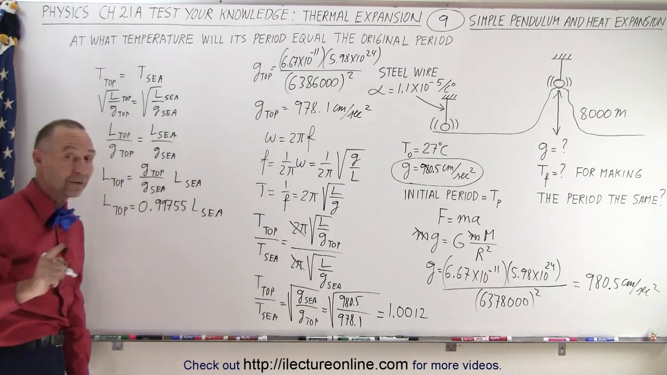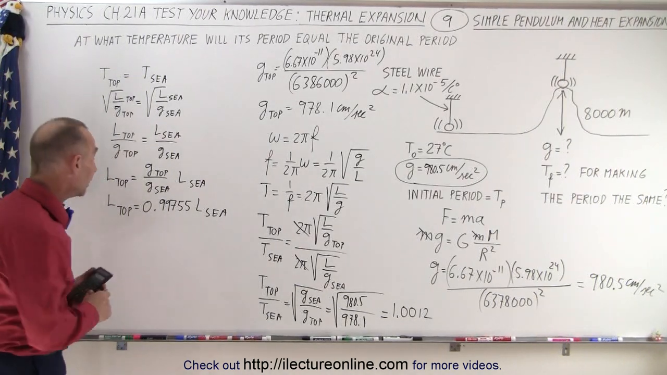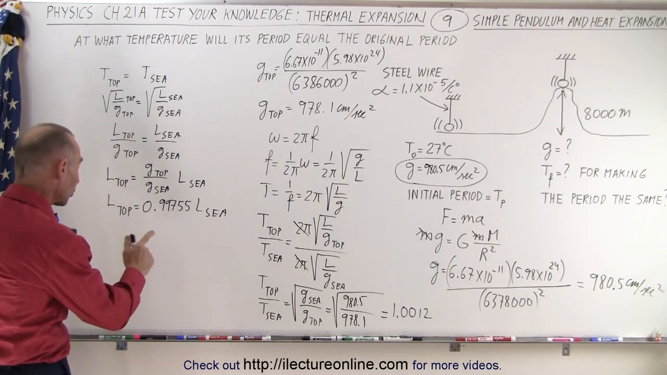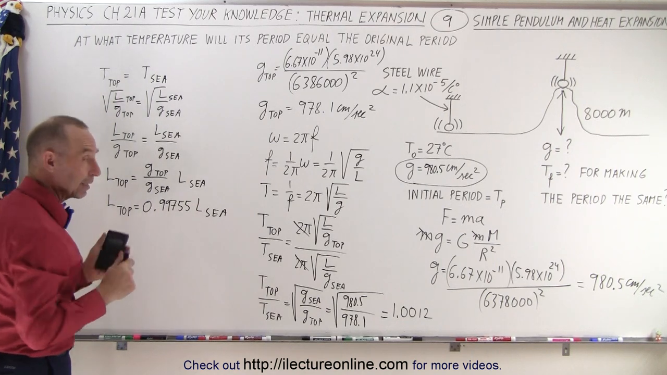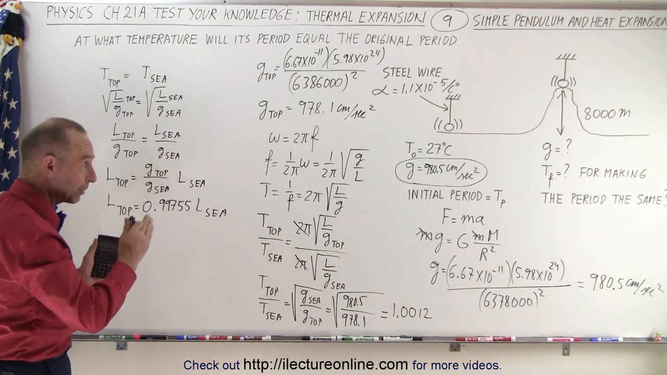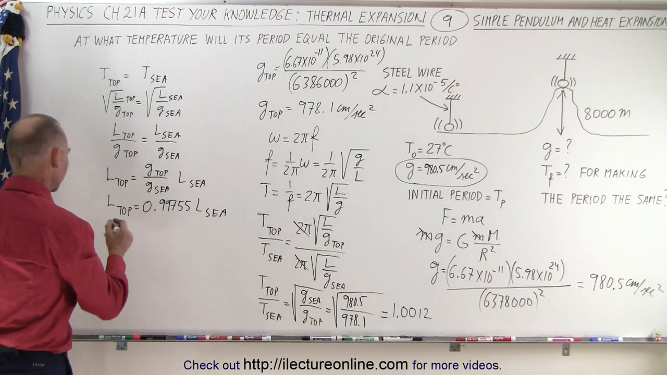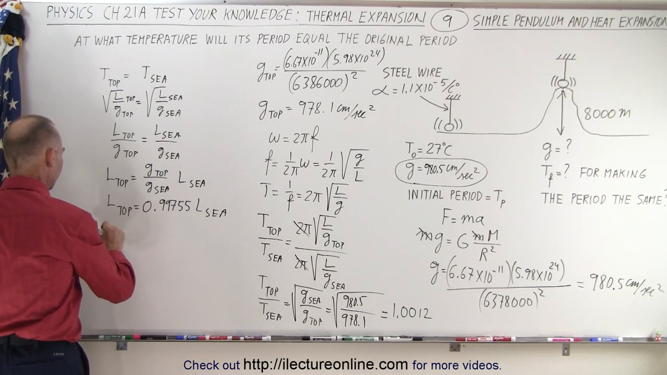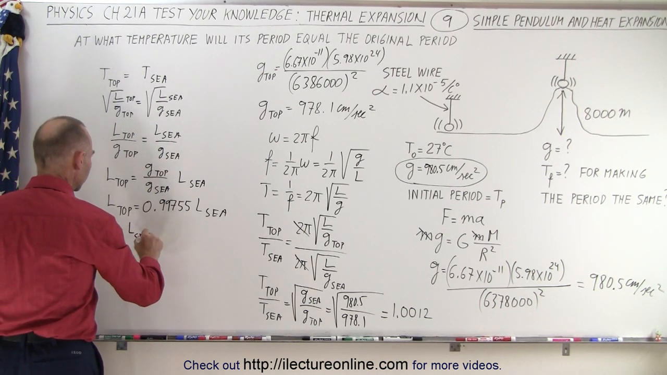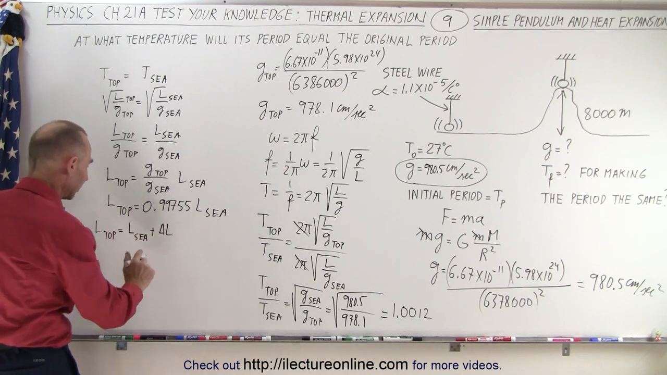And now I need to figure out the change in the temperature to make that happen. Okay, now what we need to do is find an equation that will allow us to calculate the change in the temperature required to make this change in the length. After all, we're trying to make the length of the pendulum shorter to speed up the period to get it to be the same period as at sea level of 27 degrees centigrade. So that means that we need L at the top equal to L at sea level plus the change in the length. Of course, that's going to be a negative change, but we'll get to that later.